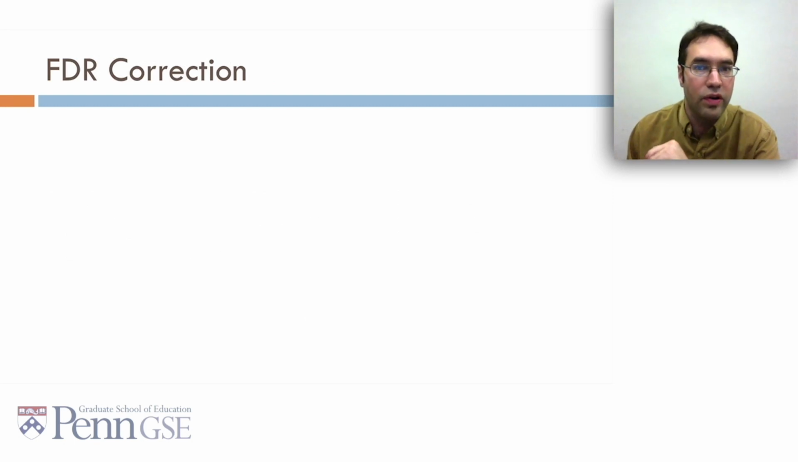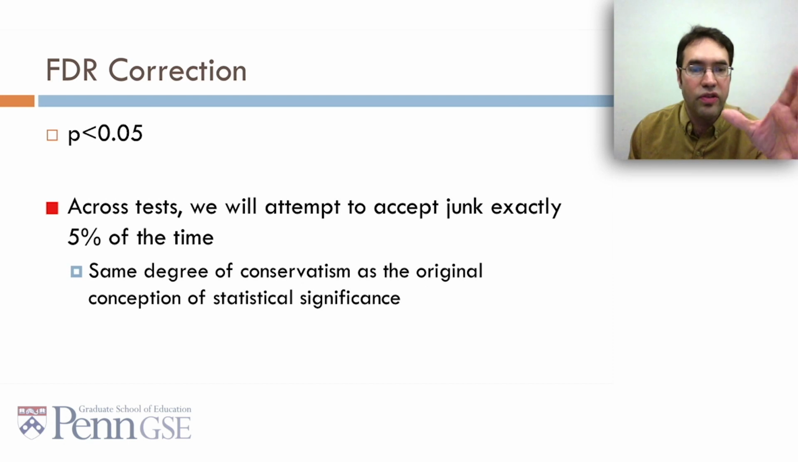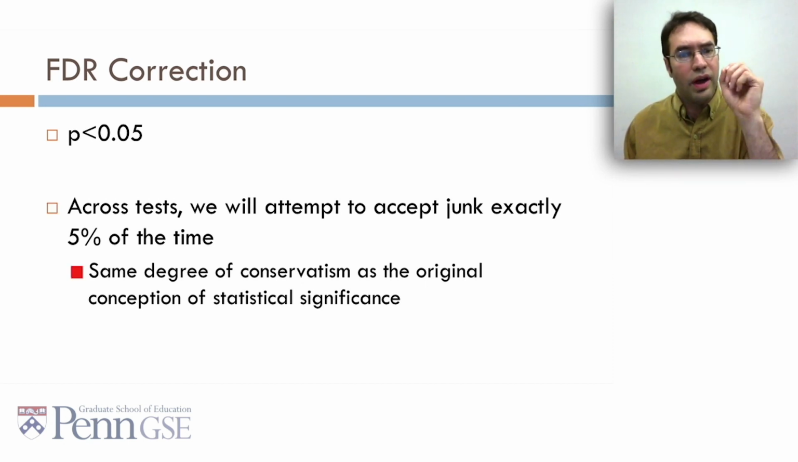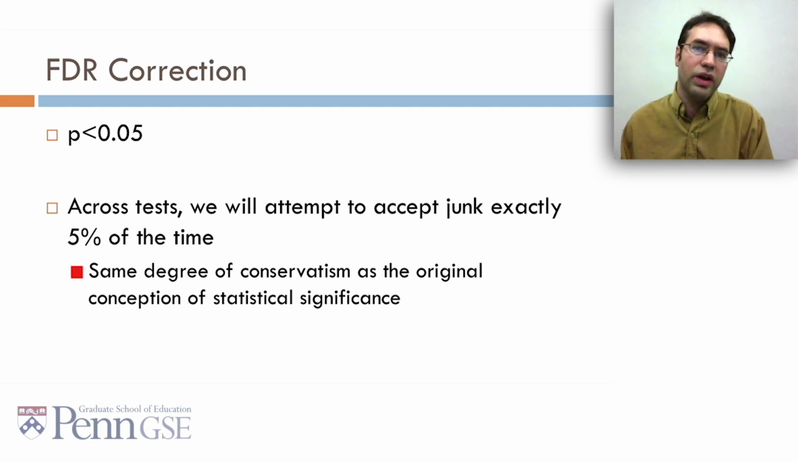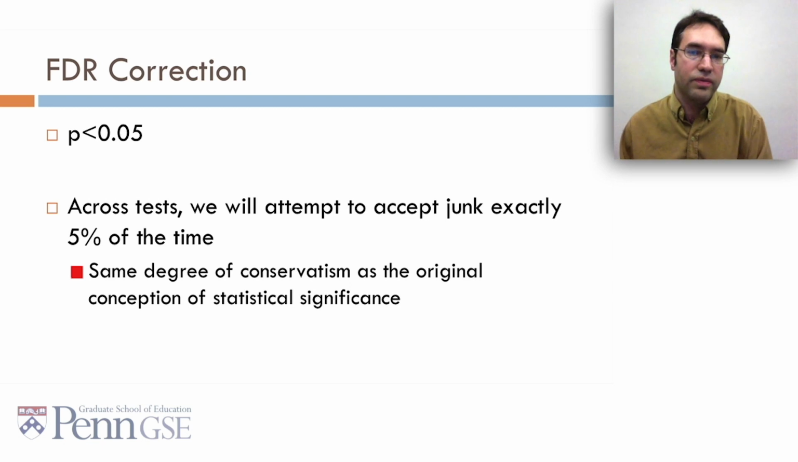Finally, there's the FDR correction. Again, p is less than 0.05, and across tests we say we're going to attempt to accept junk exactly 5% of the time. And this is the same degree of conservatism as the original conception of statistical significance. So in other words, if you use Bonferroni, you're actually saying, I want to be far stricter than Student or Fisher or the original developers of statistical significance. FDR says, I want to be just as conservative as Student.